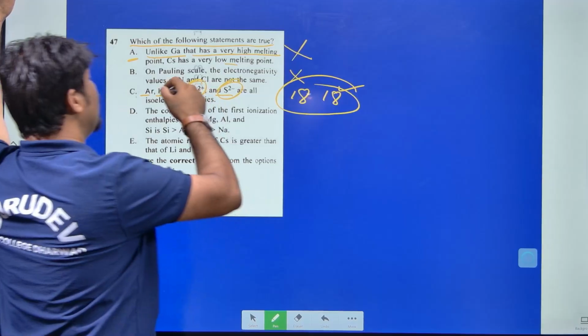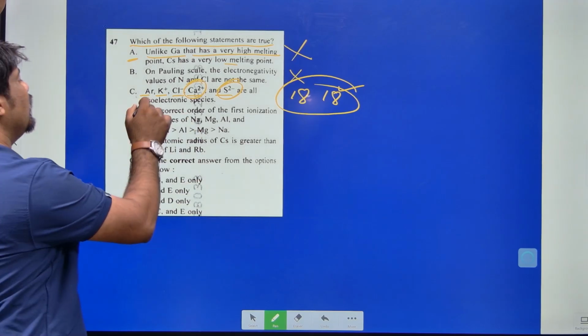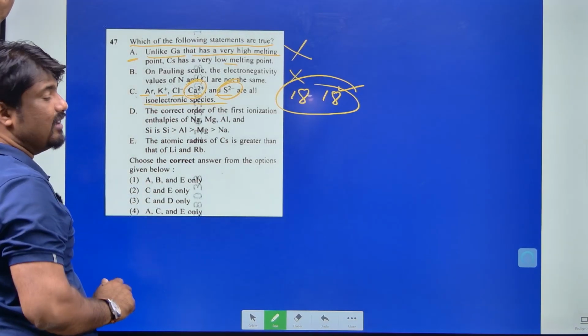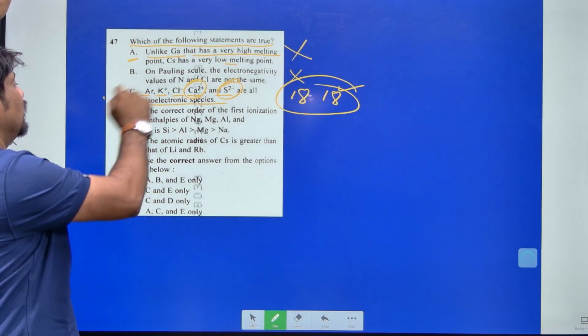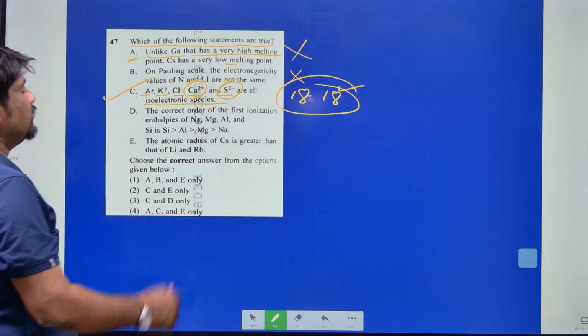Now all the ions and atoms have the same number of electrons, so all are isoelectronic species having the same 18 electrons. Hence statement C is the right answer. Go to the next one.